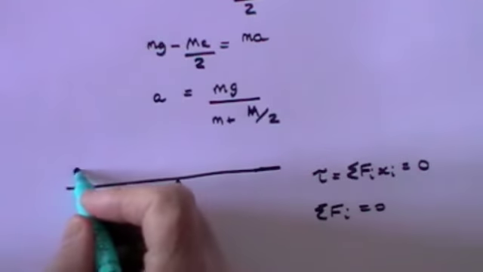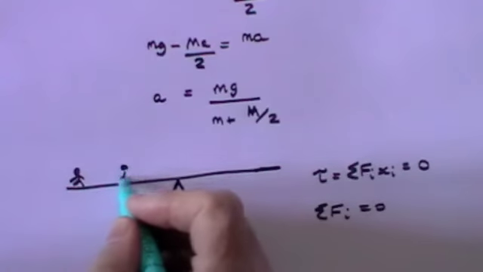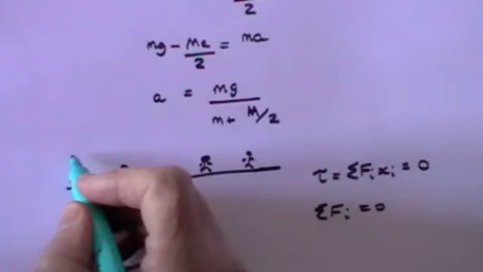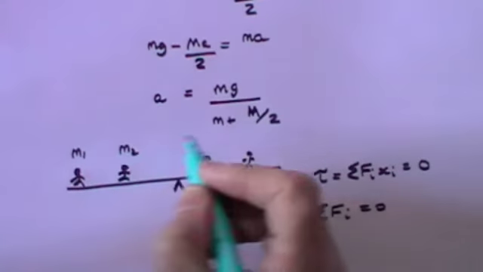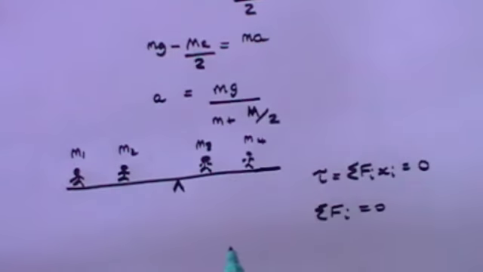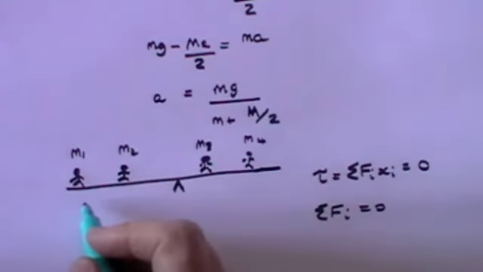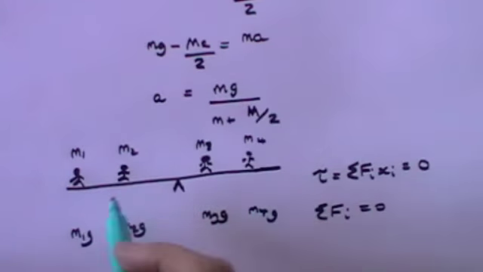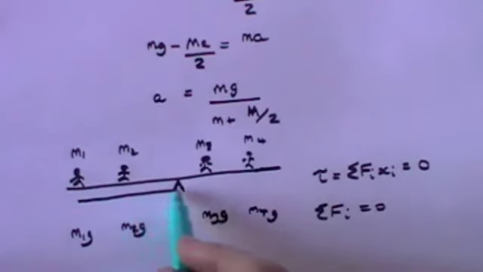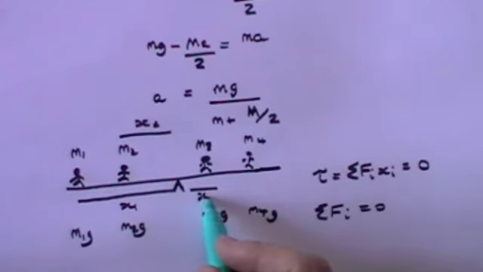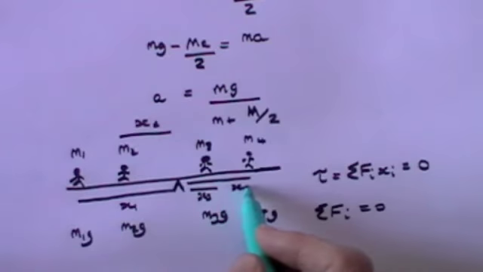Well, this means that if we put 4 people on the seesaw, and we'll say this one is mass m1, this is mass m2, this is mass m3, this is mass m4, then the forces acting downwards, of course, are going to be in each case m1g, m2g, m3g, and m4g. And what we're going to have to do is to multiply. This is going to be distance x1, this is distance x2, this is distance x3, and this is distance x4.